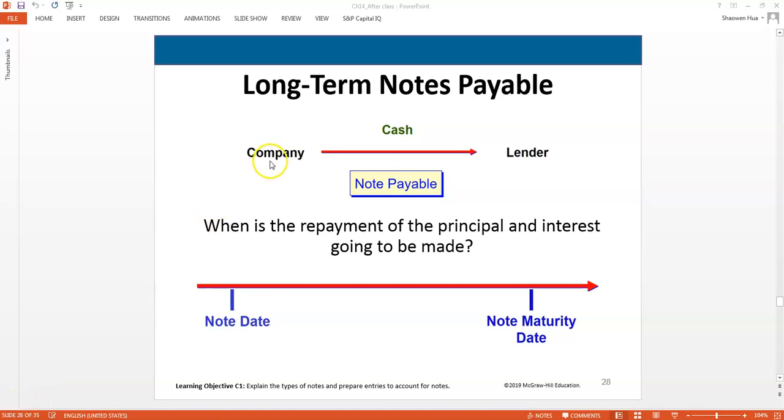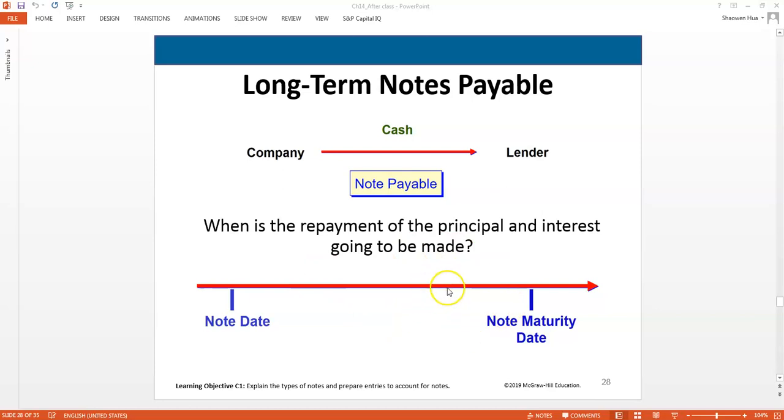When a company borrows money from a lender, the lender will give cash to the company. At the same time, the company will have a liability called notes payable. So the accounting record will record the cash they receive from the lender at the date of issuance of the note as note payable. Note payable represents the principal of the debt.